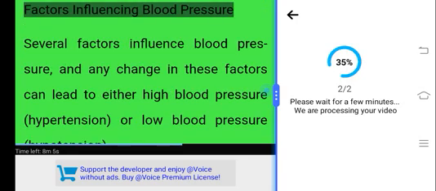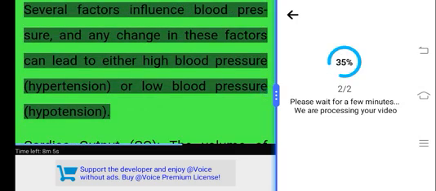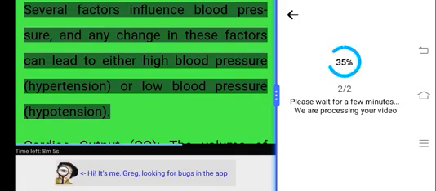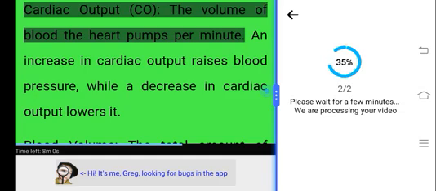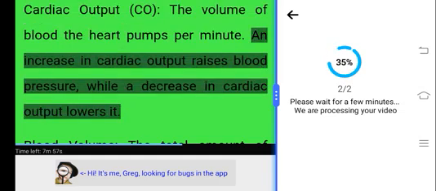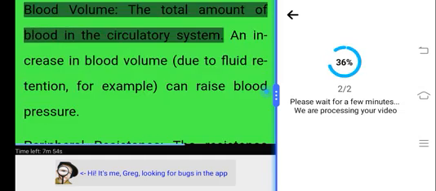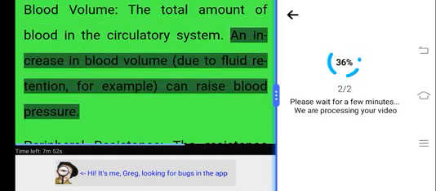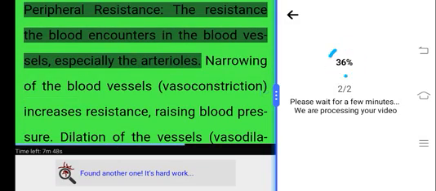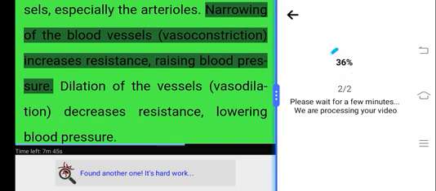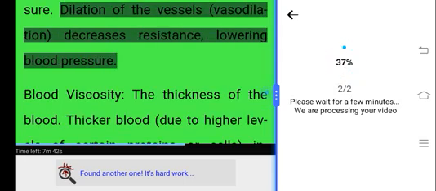Factors influencing blood pressure. Several factors influence blood pressure, and any change in these factors can lead to either high blood pressure, hypertension, or low blood pressure, hypotension. Cardiac output, CO: the volume of blood the heart pumps per minute. An increase in cardiac output raises blood pressure, while a decrease lowers it. Blood volume: the total amount of blood in the circulatory system. An increase in blood volume due to fluid retention, for example, can raise blood pressure. Peripheral resistance: the resistance the blood encounters in the blood vessels, especially the arterioles. Narrowing of the blood vessels, vasoconstriction, increases resistance, raising blood pressure. Dilation of the vessels, vasodilation, decreases resistance, lowering blood pressure.